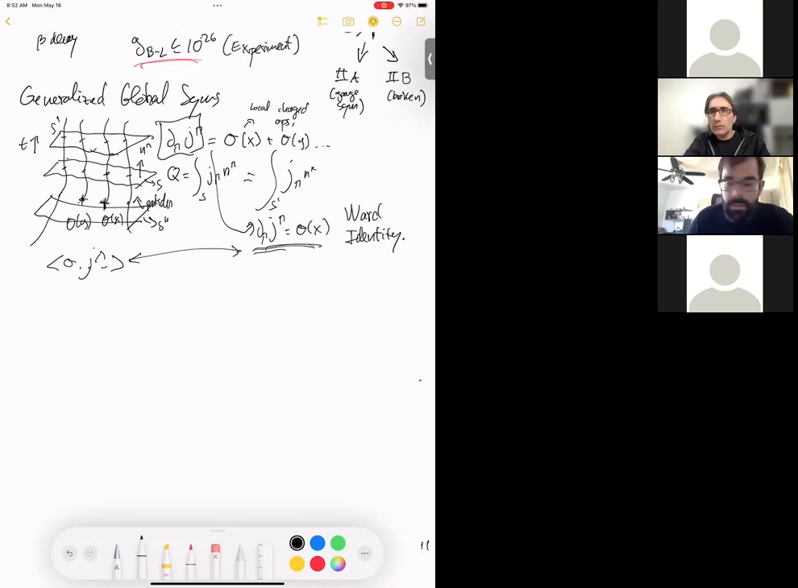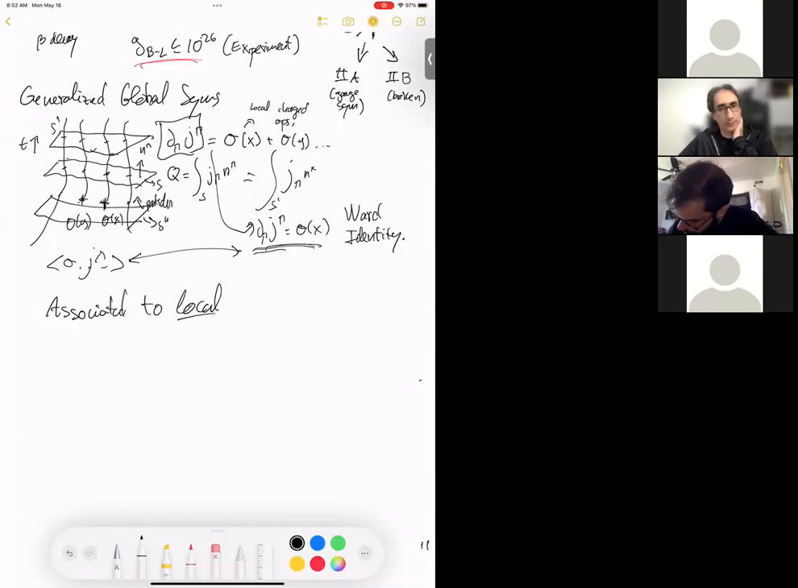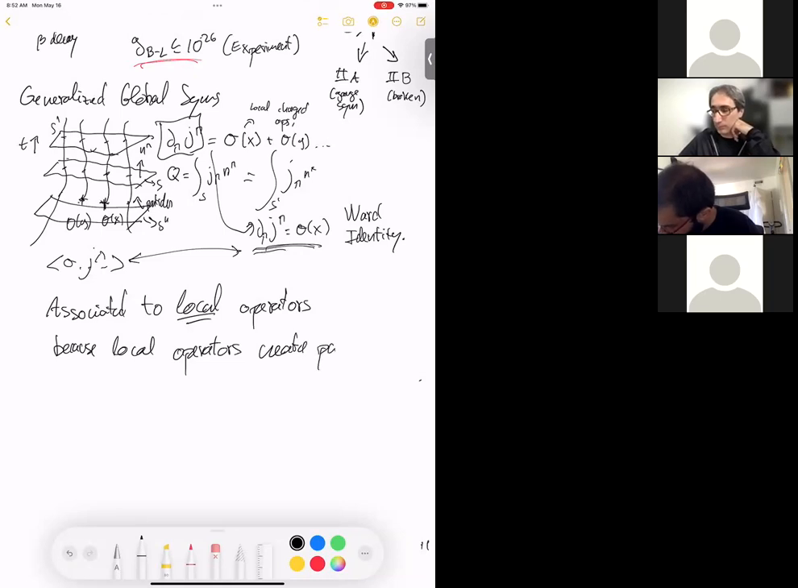So, once I present this picture like this, it's very clear that the symmetry, the way I introduced it, is associated to local operators. And why is that? Well, because local operators create particles. And this is why this appears on the right-hand side of the Ward identity. Okay?